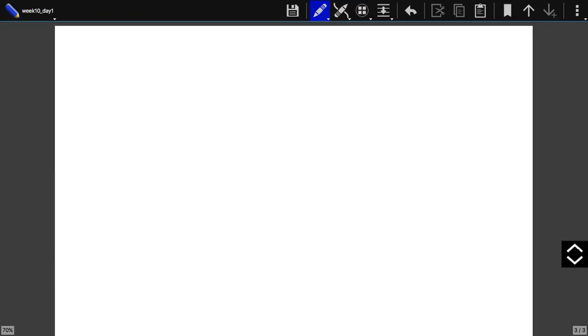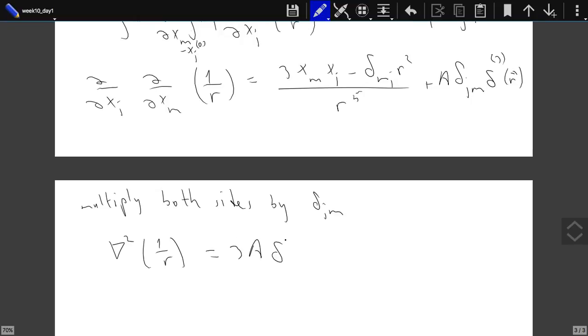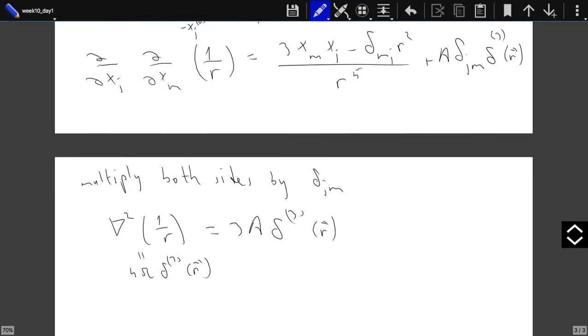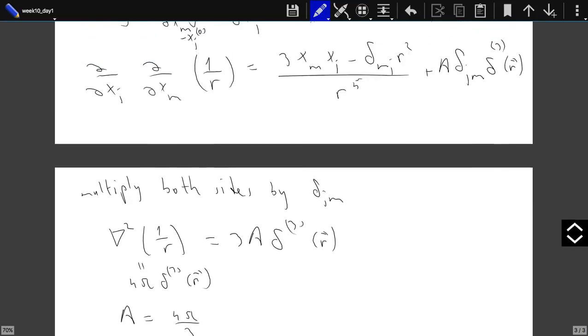And to determine the coefficient a, I just multiply both sides by Kronecker delta jm. The left-hand side gives me the Laplacian of 1 over r. The right-hand side, well, the first term gives me 0. We had already seen that. The second term, the term containing the Dirac delta, gives me 3a Dirac delta 3 of r. But I already know that the left-hand side is 4 pi Dirac delta of r. So this tells me that a should be equal to 4 pi over 3.